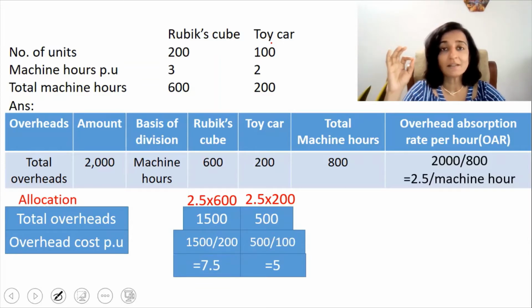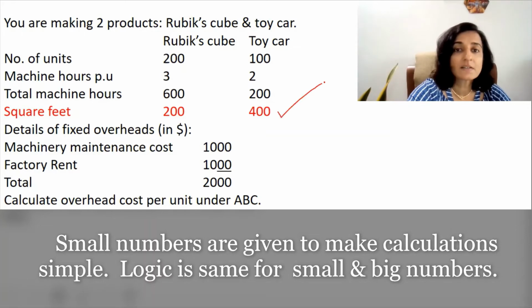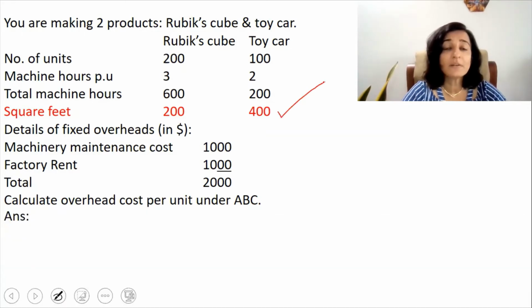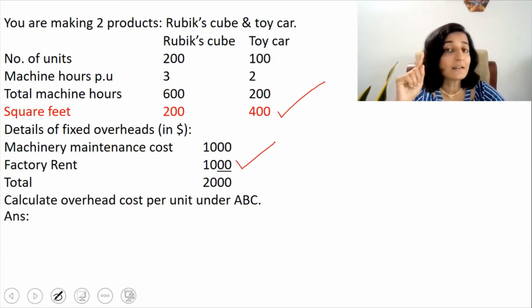We have completed the overhead cost per unit. Now going to activity-based costing, or ABC. One additional piece of information given in the question for tackling the ABC part is the square feet. And why is square feet given? Because the cost driver of the factory rent is the square feet.